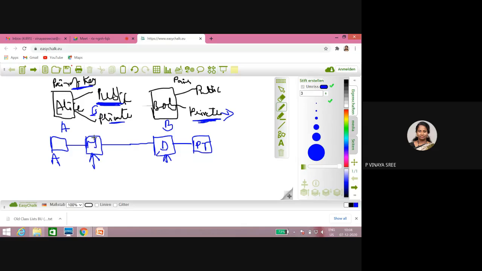But can Alice encrypt with the public key of Bob? Is it possible? PU indicates a public key. Yes, it is possible. So Alice will encrypt the message with the public key of Bob. Now I want an answer: after receiving the ciphertext, how will Bob decrypt this? Will he decrypt with the public key of A? Will he decrypt with the private key of A? Anyone?